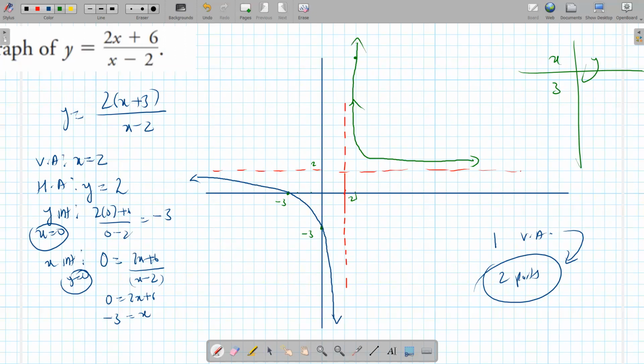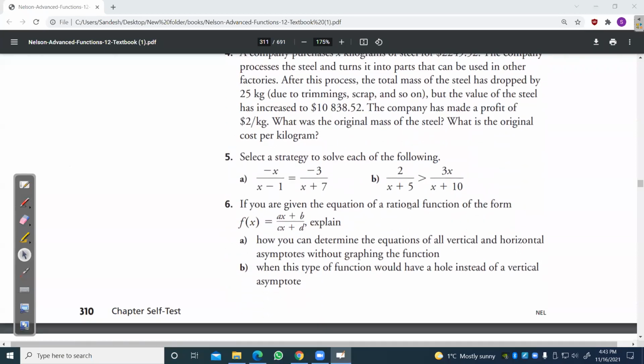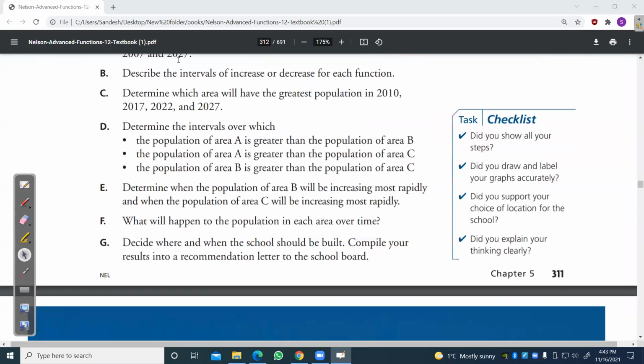So step 1, asymptotes. Step 2, intercepts. And step 3, if you need, you can plug in points. Here we didn't need to because this kind of gave the pattern away. All right, that wasn't that bad.